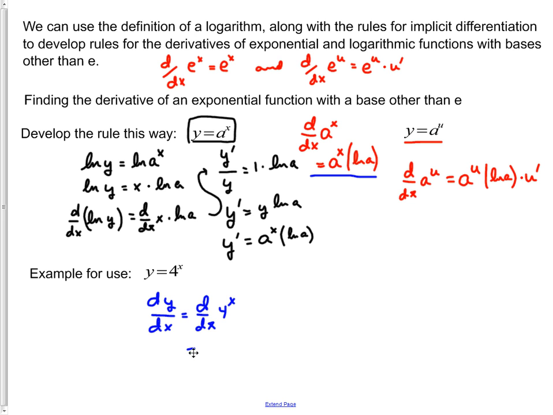Working that out, we're going to get 4 to the x, but the base is 4, so we take 4 to the x and multiply it by the natural logarithm of 4. And so dy dx is equal to 4 to the x times natural log of 4. That's it.